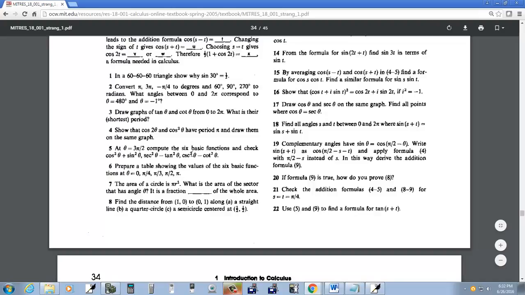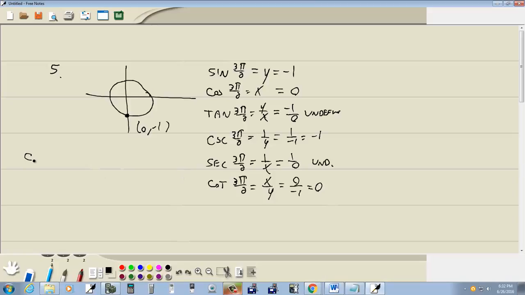And it says check cosine squared plus sine squared, secant squared minus tangent squared, cosecant squared minus cotangent squared. Not sure what they mean by that, unless just plug in the values, I guess. So cosine is 0, so we got 0 squared plus sine, which is negative 1 squared. So we got 0 plus 1, or 1.